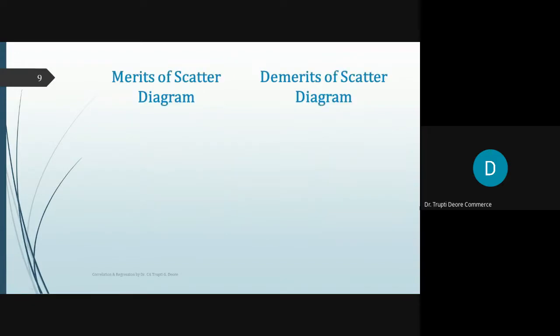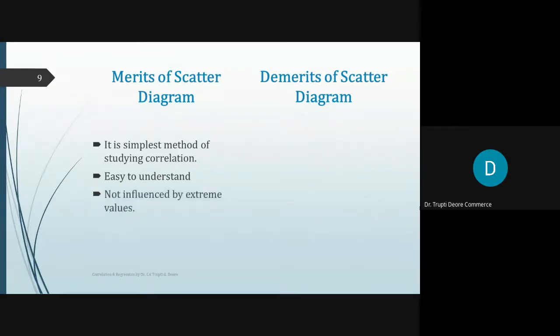Now, what are the merits and demerits of a scatter diagram? A scatter diagram has the merit that it's the simplest method of studying correlation. With the help of the diagram, you can define whether there is a correlation or not, and which type of correlation there is. It is easy to understand because you can easily find the plotted dots on your graph.